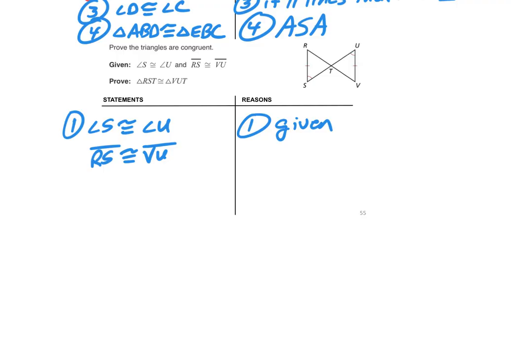So right now, how many pieces are marked on this picture? 2. And those are the 2 pieces that are given to me right here. They give me the 2, they mark the 2. So far we have 2. How many do I need? 3. Our goal is to get to 3 pieces, but it's got to be the right 3 pieces.